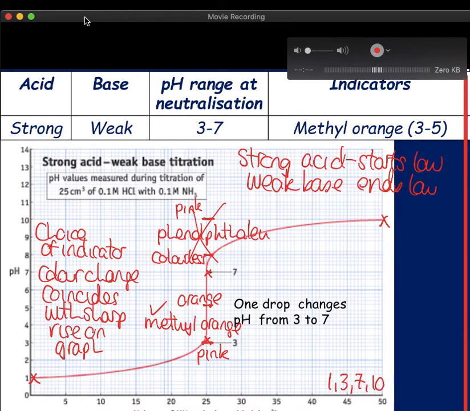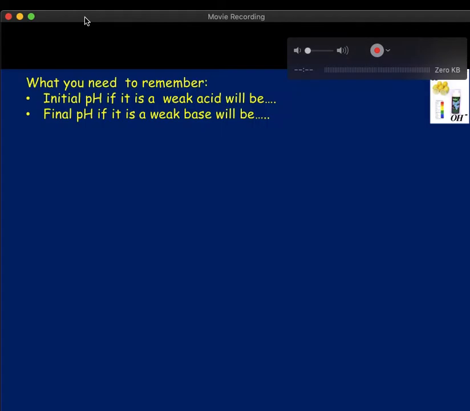And the last one that we have to do is on page 155. So we have a weak acid and a weak base. So a weak acid in your head starts high and the weak base ends low. So this is now to get our S. It's going to start high and finish low.